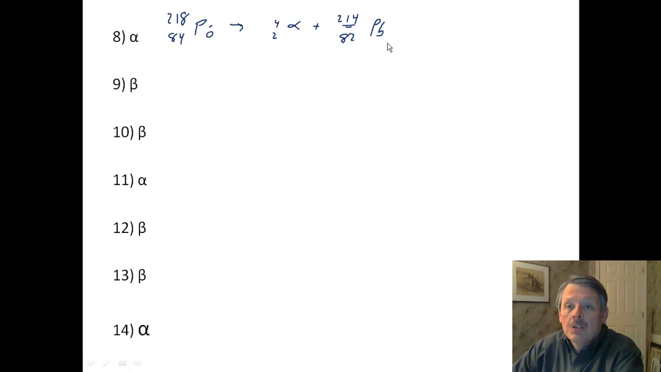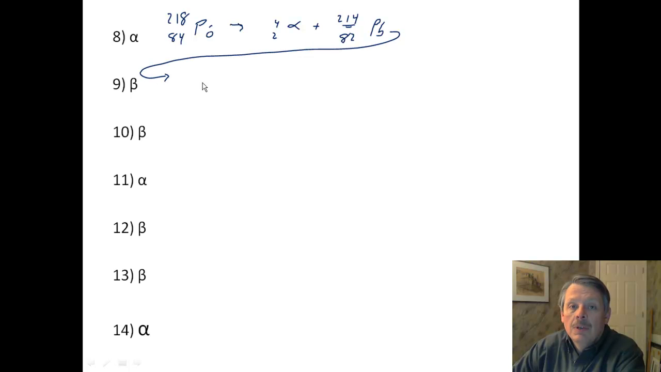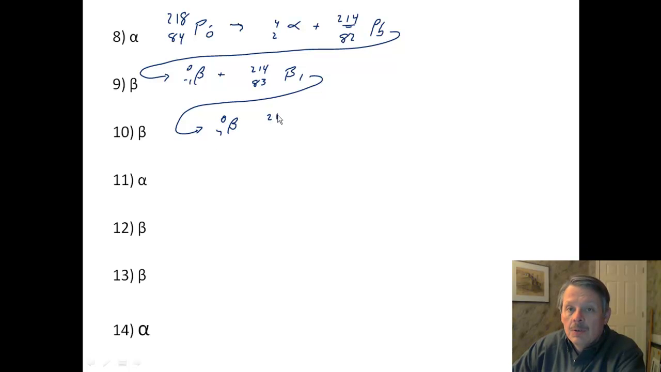But this isotope of lead is not stable, so it goes through beta decay. Beta decay is a 0 and a -1, so that is 214, and that's 83. 83 is bismuth. Now we go through beta decay again, so that's 214 and 84, and 84 is polonium. And this goes through alpha decay, which is 4 and 2. So that's 210 and 82. We're back to lead again.